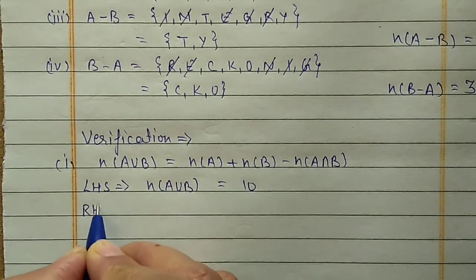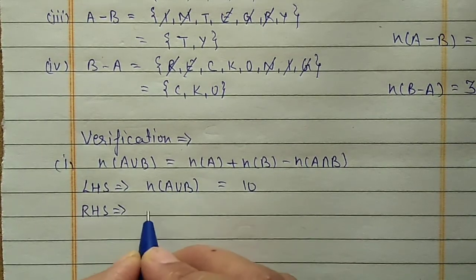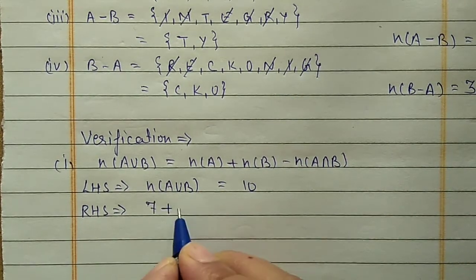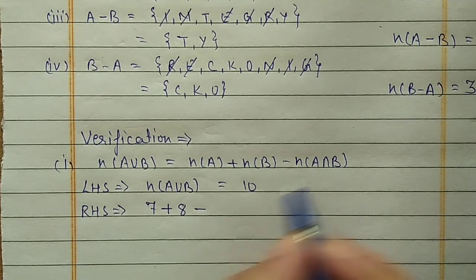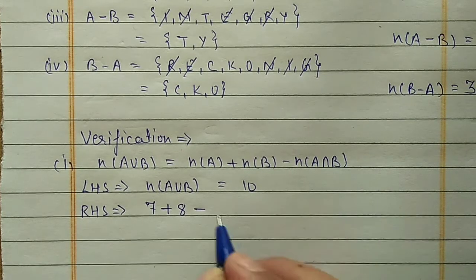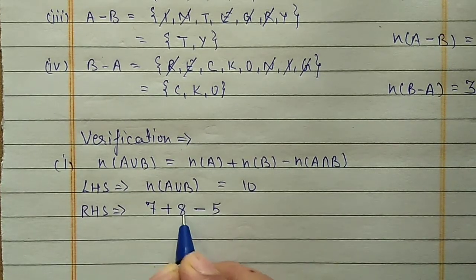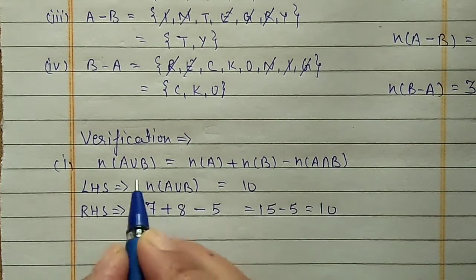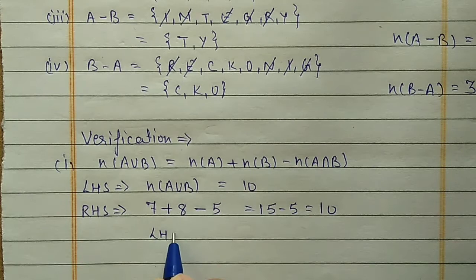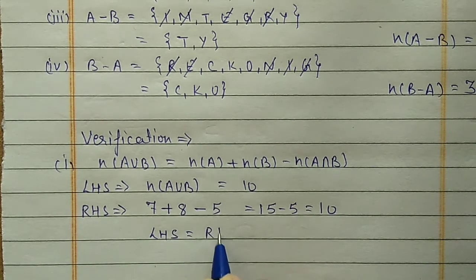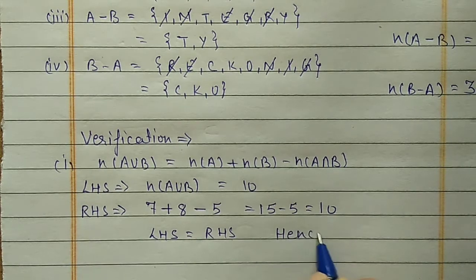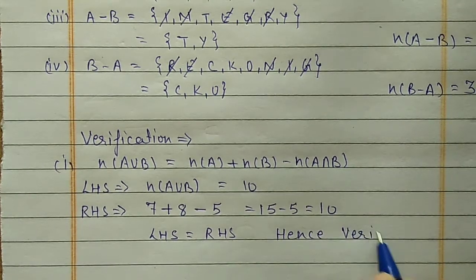Now the right side. n(A) is 7, n(B) was 8, minus n(A intersection B) which is 5. So 7 plus 8 is 15, 15 minus 5 is 10. So you can see the left side is equal to the right side. Both sides are coming the same. So we can write: hence verified.